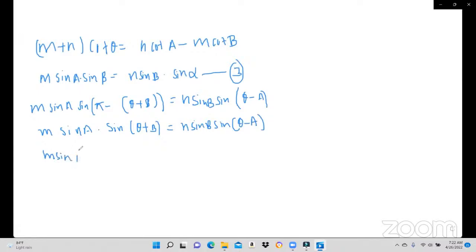m sine a, sine theta plus b expands to sine theta cos b plus cos theta sine b, equals n sine b, sine theta minus a means sine theta cos a minus cos theta sin A.